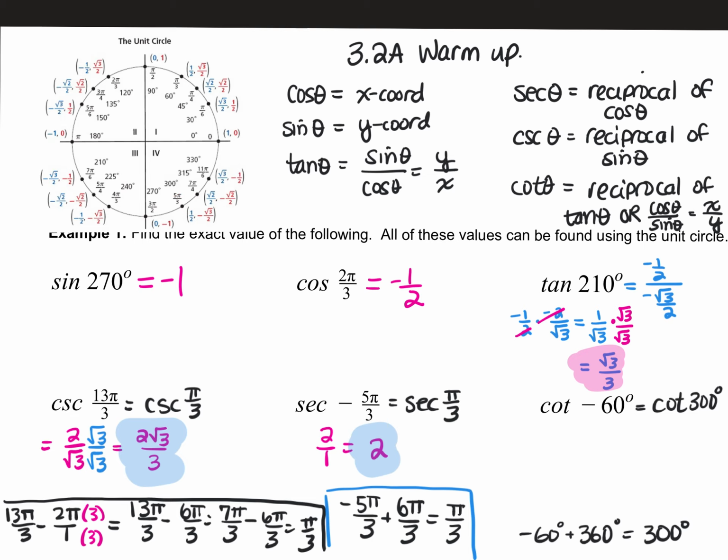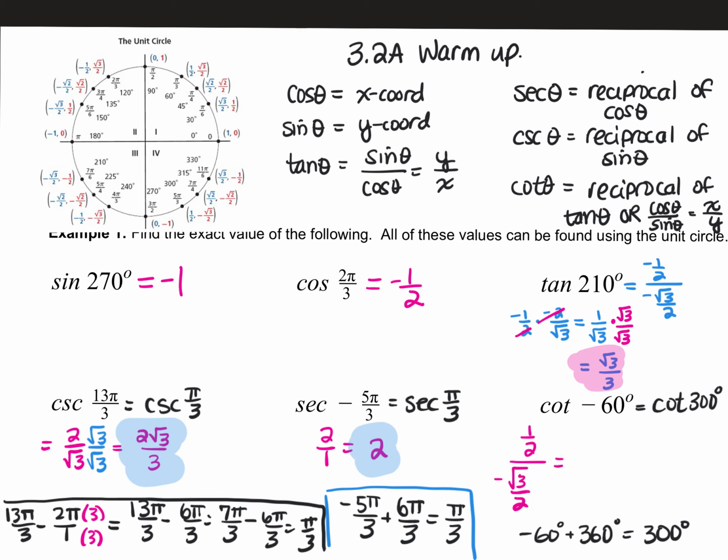Cotangent you can think of in a lot of different ways. Either the reciprocal of tangent, so look at tangent and flip it, or it's just the cosine over sine, or x over y. So when I'm at 300 degrees, I'm going to take the x-coordinate and I'm going to divide by the y-coordinate. Now that's going to look an awful lot like what we did up above, right? So it's going to be positive 1/2 divided by -radical 3 over 2.